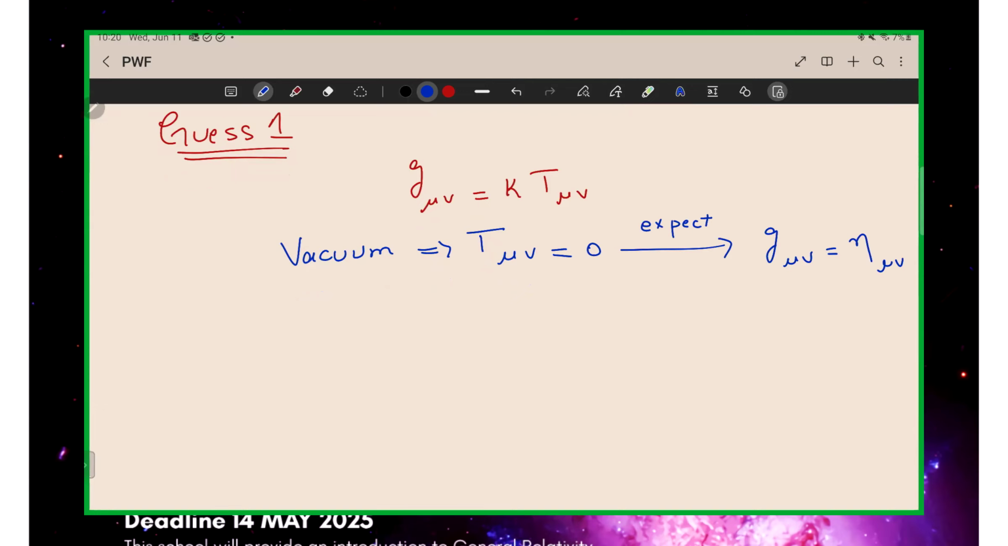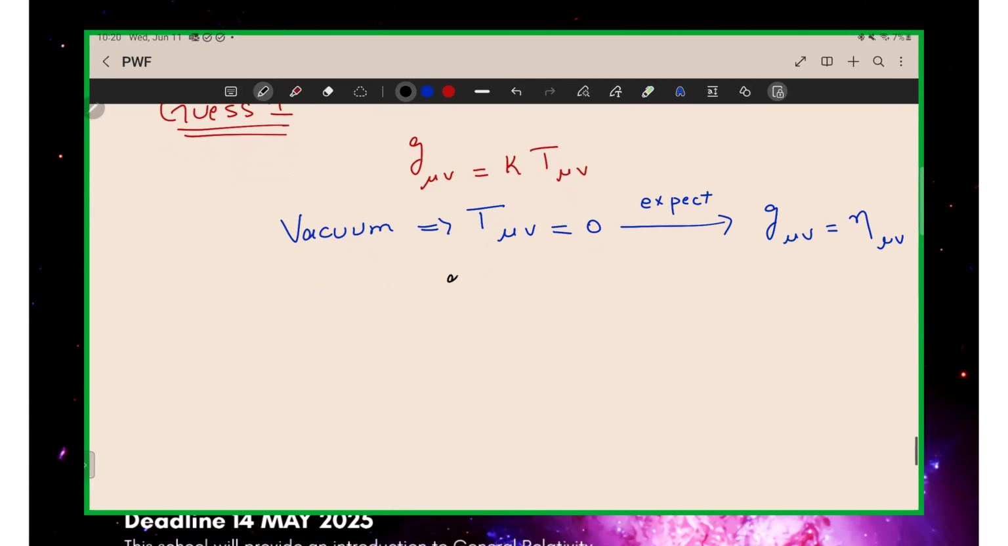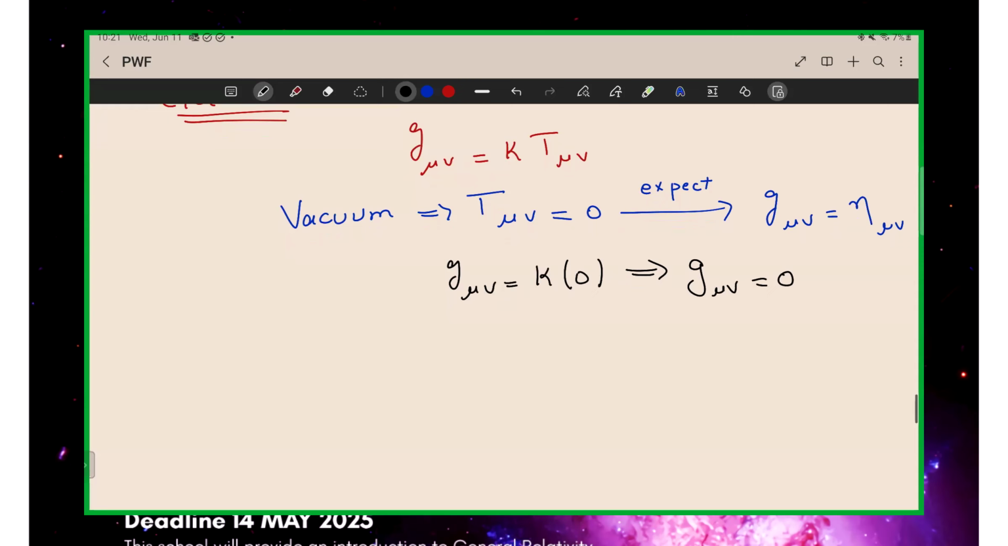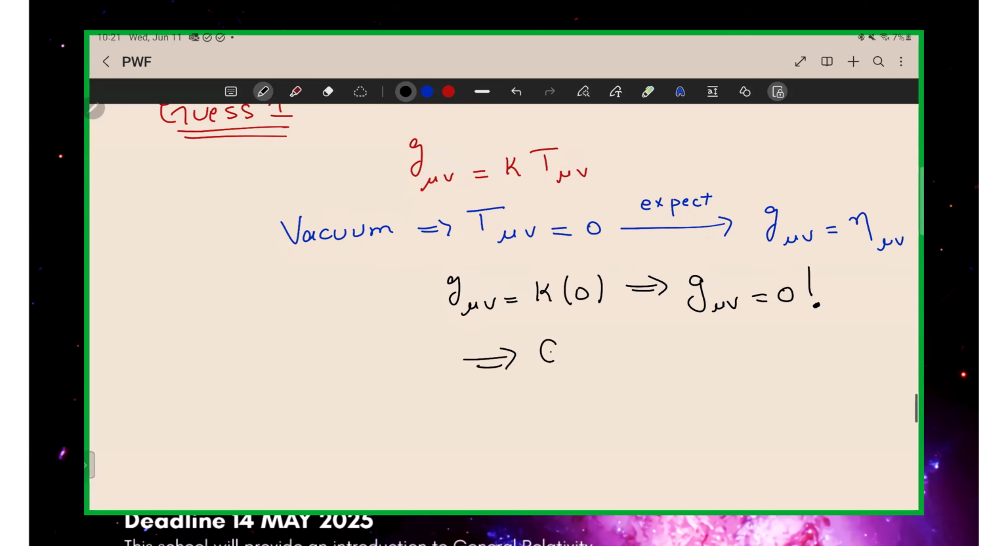But is that what you get from this guess? Well, of course not, because if G mu nu is equal to kappa times T mu nu, and if T mu nu is zero, that means that G mu nu is zero. It's not just not what you expect, it's actually pretty bad because the metric tensor cannot be zero. That's like a degenerate metric tensor. So that's a big problem, which means that guess one is wrong.